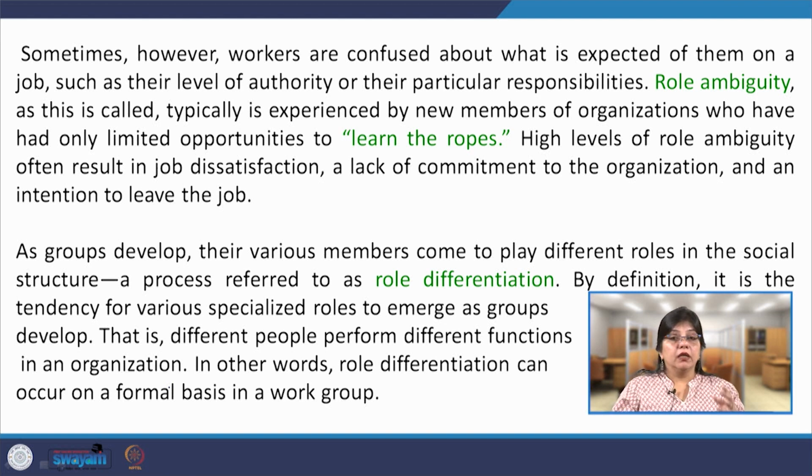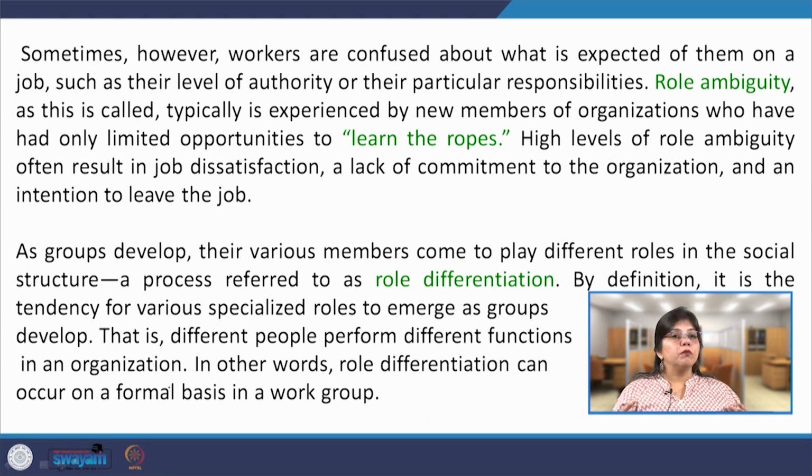For example, any manager may have a tendency to crack a joke during a board meeting. This is role differentiation, that he or she has some tendency to perform the role in a very different manner, which is basically a distinct way to perform the job. So, different people perform different functions in an organization, and role differentiation can occur on a formal basis in the work group. So, it is a tendency of various specialized roles to emerge as the group develops.